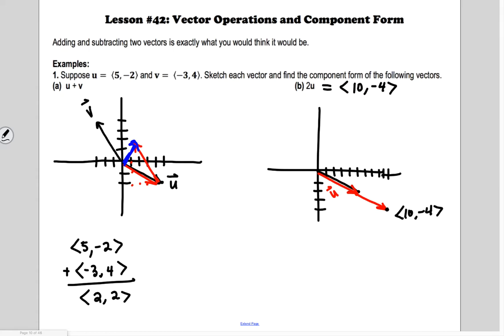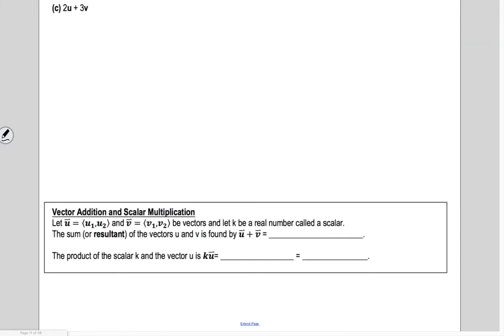All right, so what do you think would happen if we had like half u? Yeah, it gets smaller, right? So we'd have 2.5 comma negative 1. It would have a smaller magnitude. But what about the direction, the angle? The angle's the same, right? Does that make sense? So we're talking about the magnitudes when we're doing this.